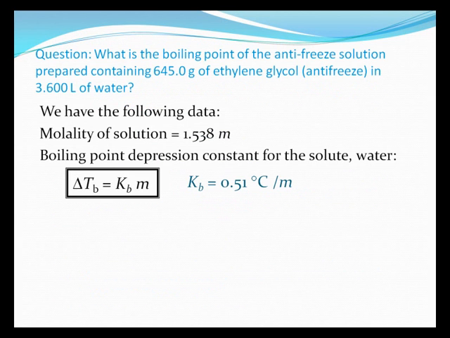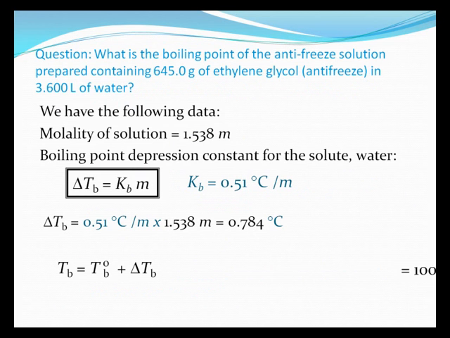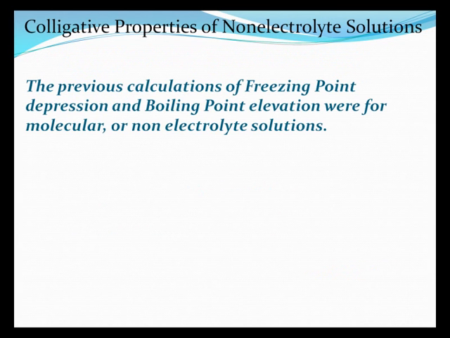Again, we have the following data. We know the boiling point elevation constant, and we can do the calculation and get a change of 0.784 degrees. And so then we know that the water solution will now boil at 100.78 degrees. Those calculations were for molecular, non-volatile, non-electrolytic solutions.